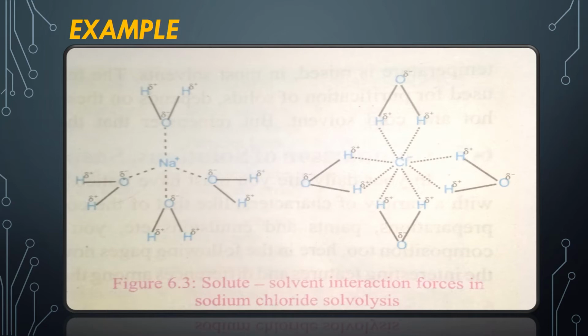Here you can see chlorine has negative charges, it is an anion, and it is captured by the hydrogen atoms, which have positive charges. As in the case of sodium, they were not attracted to sodium because they have positive charges. In the case of chlorine, they are captured by the hydrogen atoms because chlorine has a negative charge and the hydrogen has a positive charge. So this is the solute-solvent interaction force in sodium chloride solubilization.